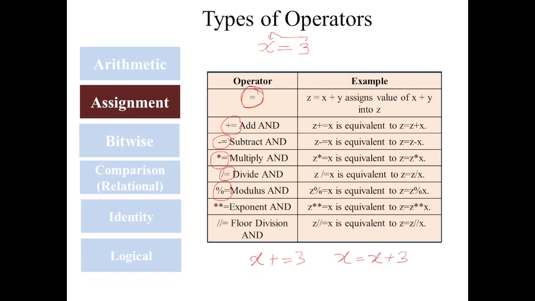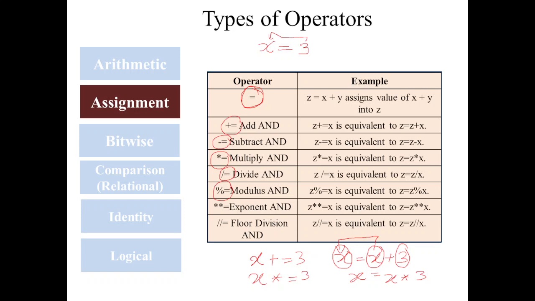Which means the new value of x will be updated from the previous value. In this case, the previous value of x will increase by 3 and the new value of x will be stored in it. Similarly, if we write x multiply is equal to 3, then it means x is equal to x multiply 3, which means that the new value of x will be stored in such a way that its previous value will be multiplied by 3. So in this way we can use these operators as well.